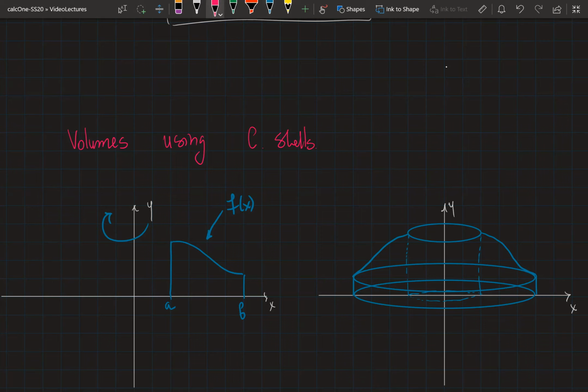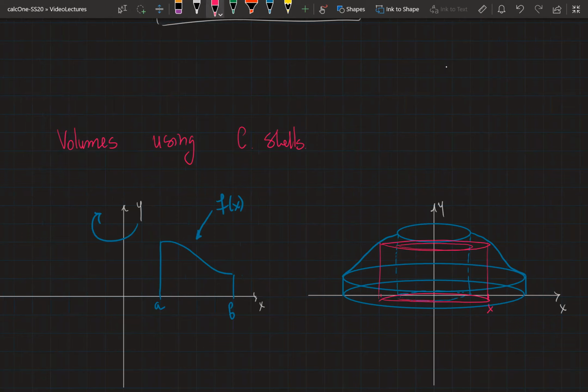So I'm going to choose any point, for example, here on the x, some point x. Then at this point, I'm going to create a cylindrical shell. So I'm going to put the x here. So it's going to be a cylinder, right? And I'm going to create the shell with a really thin thickness. So it's going to be delta x here.